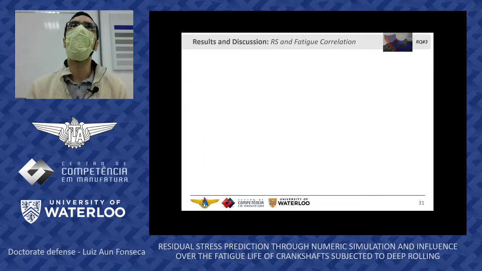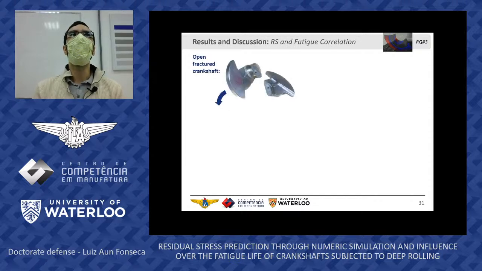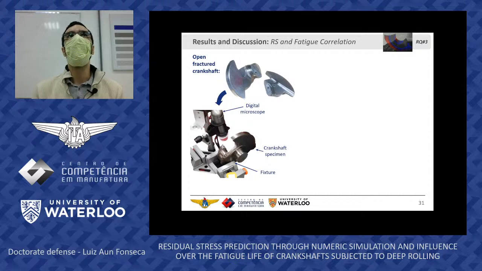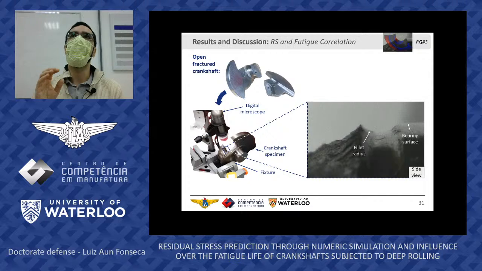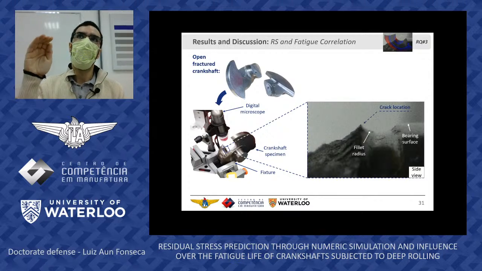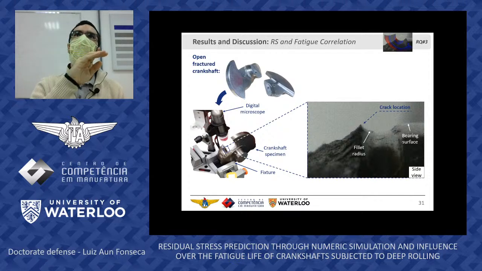So for these last two slides that I have, I guess they show the clearest evidence that the deep rolling model is capable of capturing all aspects of the process. We used a methodology where we took an open fractured crankshaft and put it under this microscope sideways, so we can get a profile picture where we can see the bearing surface, the fillet radius, and the crack location. So we have the crack outline with this view.